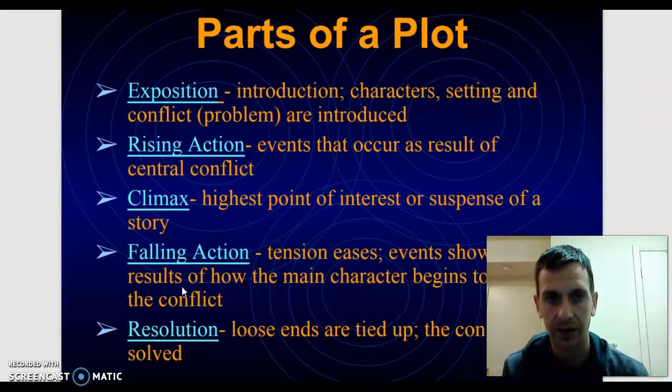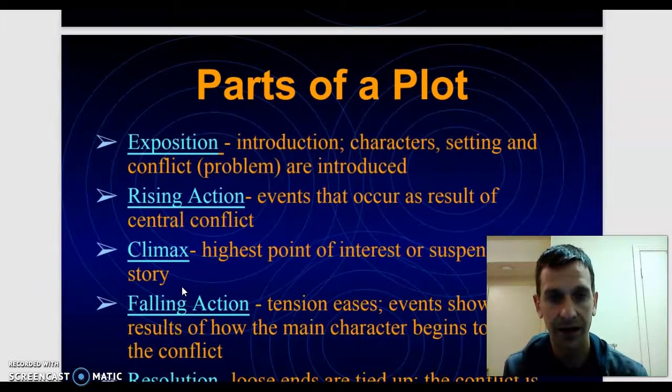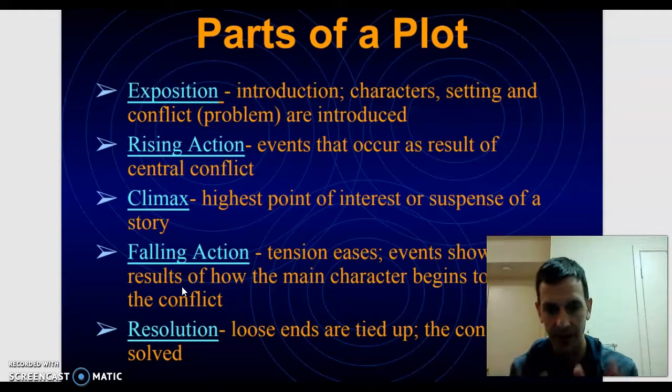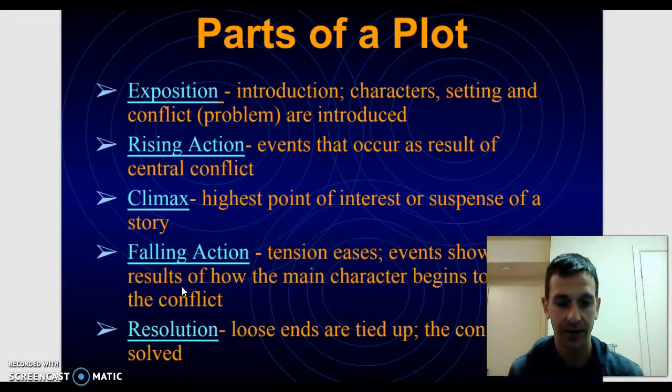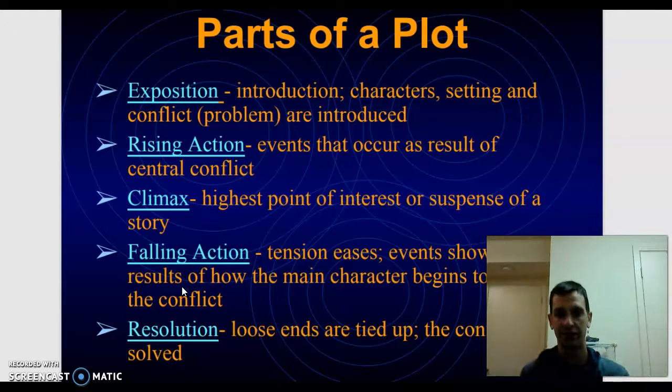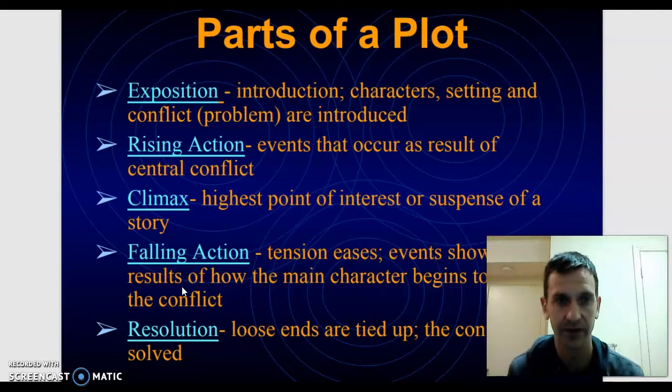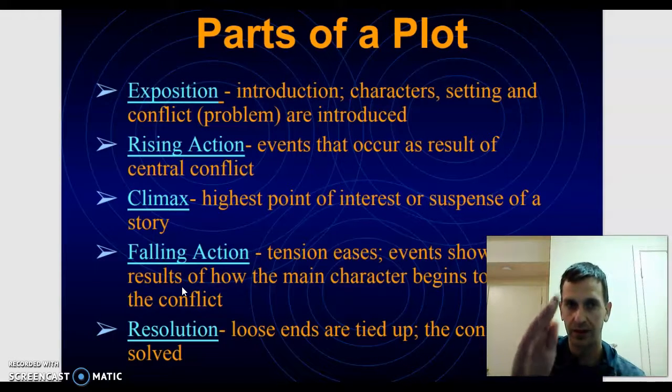All right, so here are some parts of a plot. We're not going to memorize these word for word, but we're going to need to know what they are. All right, the exposition. The character, setting, conflict, and problem are introduced. So what's happening? What's the build-up? What is the introduction? How are we meeting the characters? What are we getting to know about them? The rising action: events that occur as a result of the central conflict. So what's the problem, and what happens?